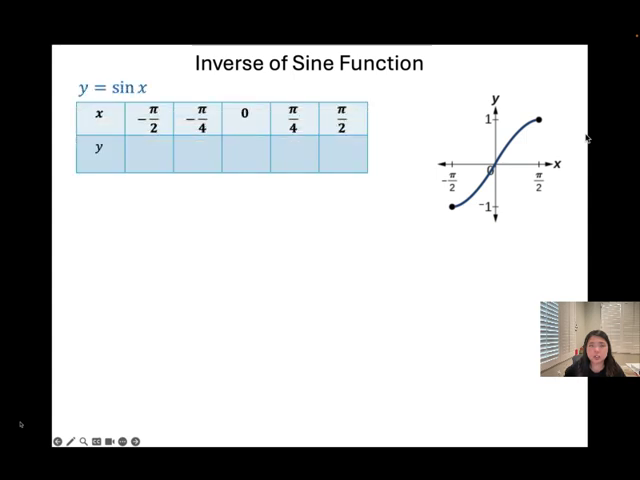And then we have the table. I want you guys to try, based on this table, to fill in the numbers here.